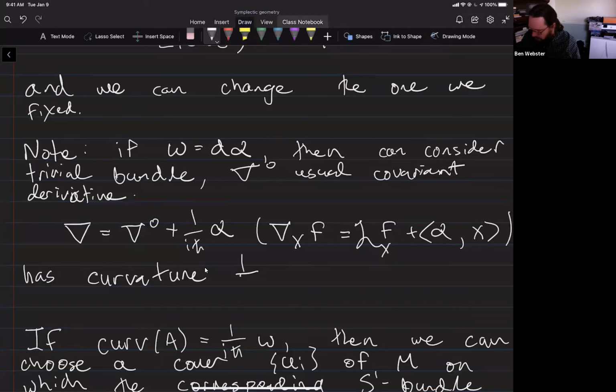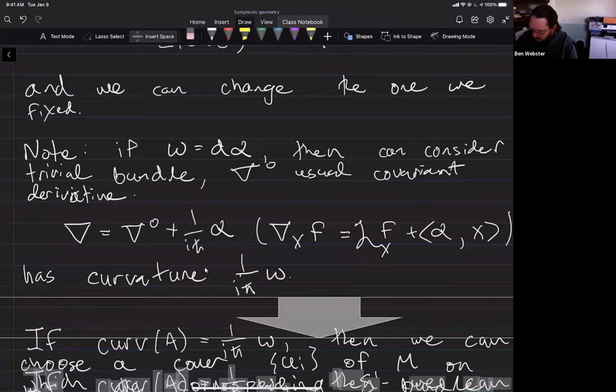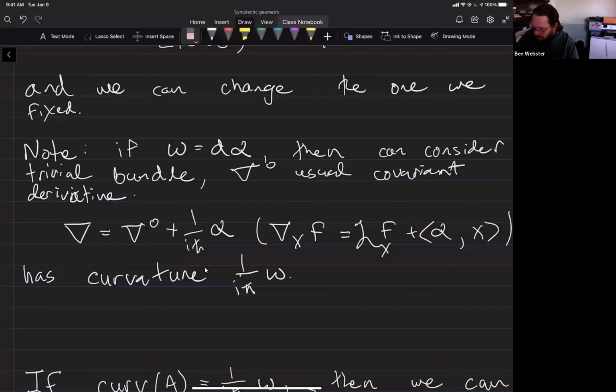Okay, so if omega is exact, then I can just do this on the trivial vector bundle. But exactly looking at this, if I have a connection on a trivial bundle, its curvature is always exact.